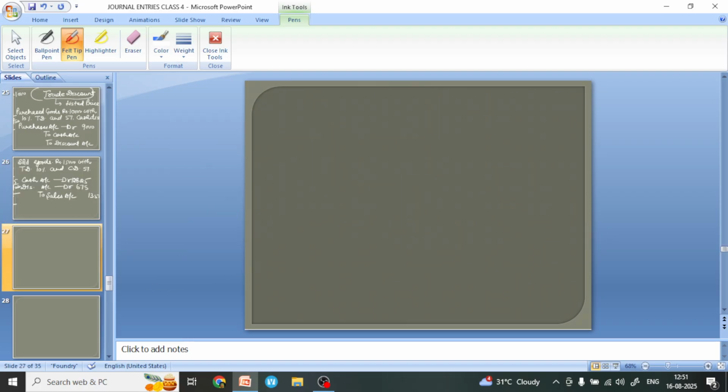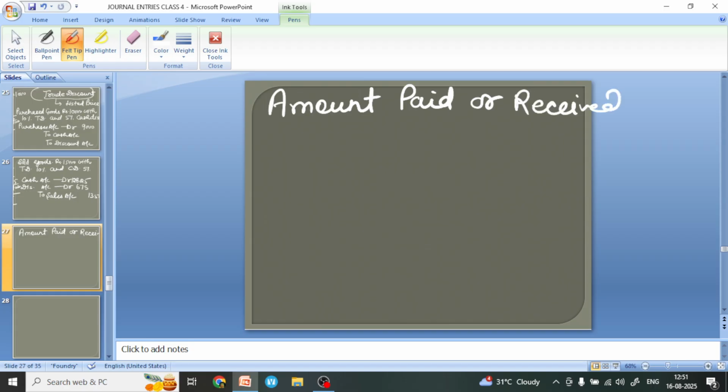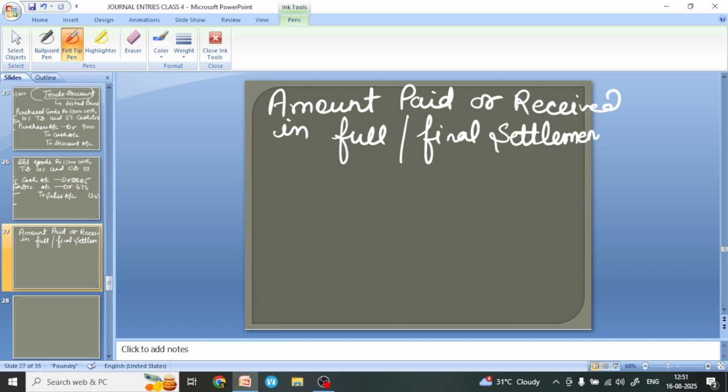Now the next entry is related to amount paid or received in full or final settlement. A business may allow or receive a discount at the time of full or final settlement of accounts of debtors or creditors.